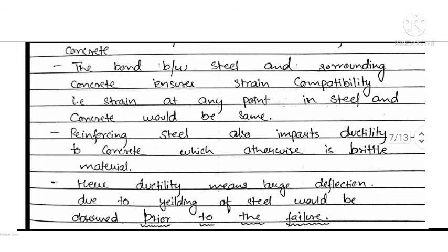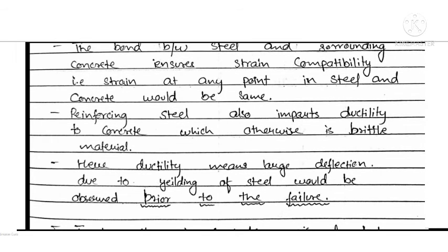The reinforcing steel also imparts ductility to the concrete, which otherwise is a brittle material. Okay. So reinforcing the cement with steel makes it more ductile, that is, it reduces the brittleness of concrete. Here, ductility means large deflection due to the yielding of steel would be observed prior to the failure. That is, ductility provides early warning of failure of the structure by the large deflection due to yielding of steel.